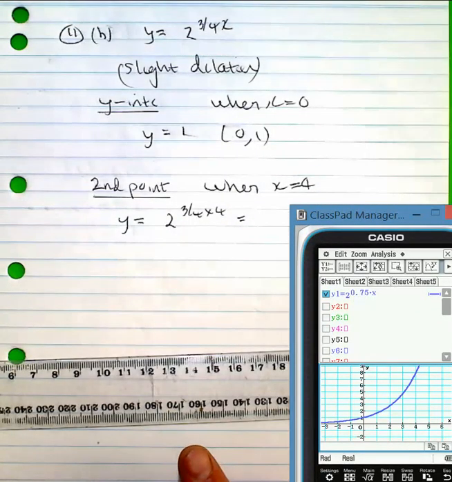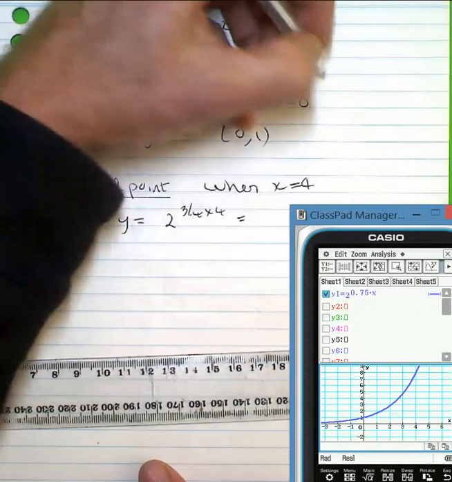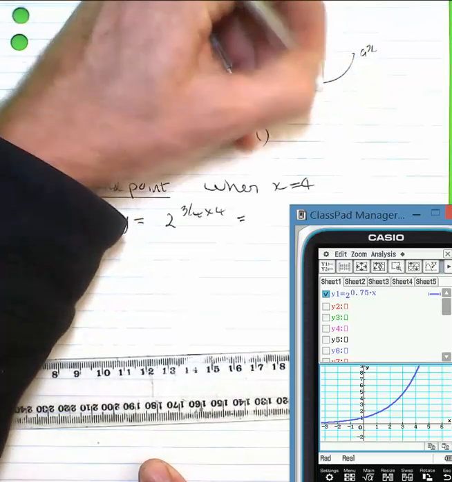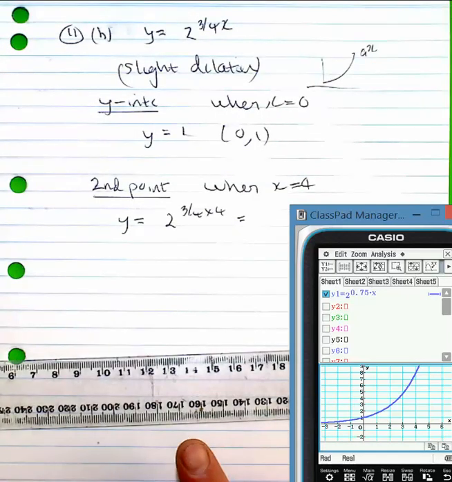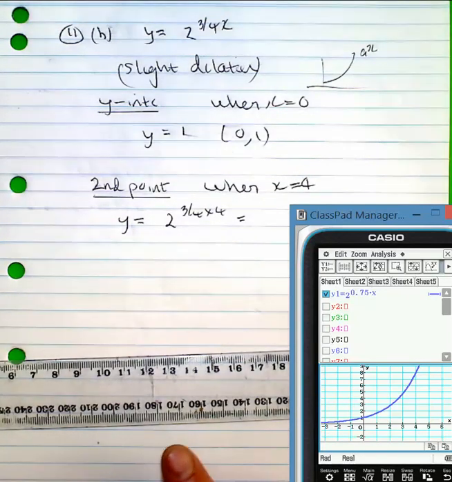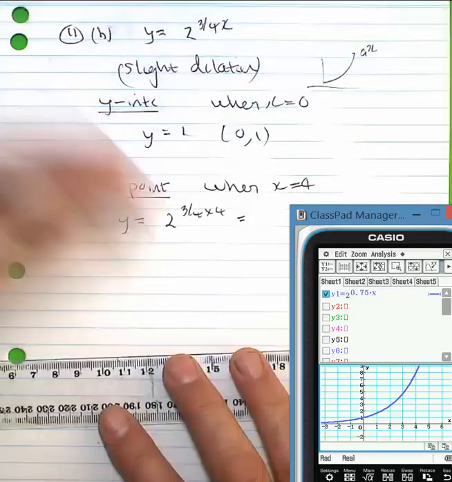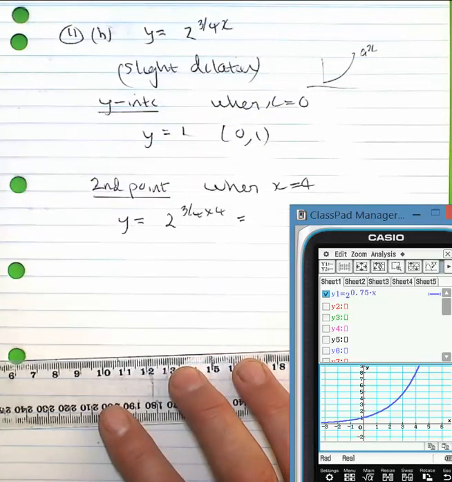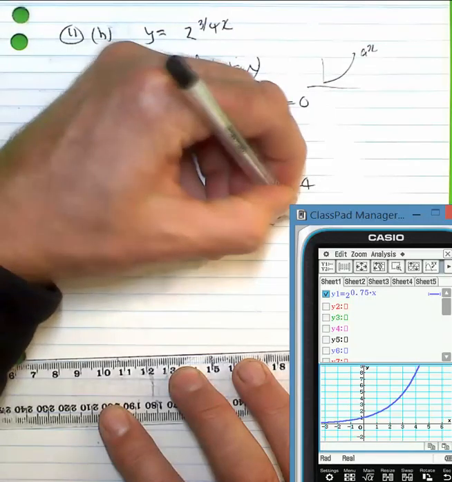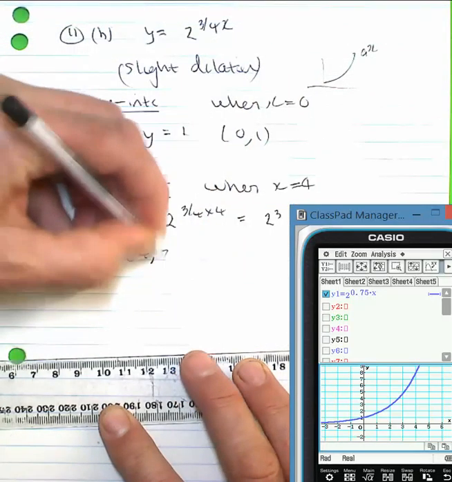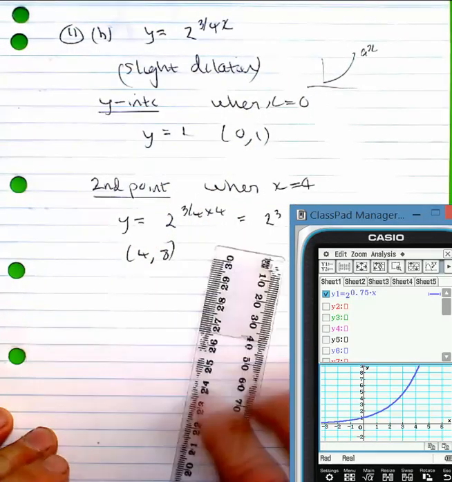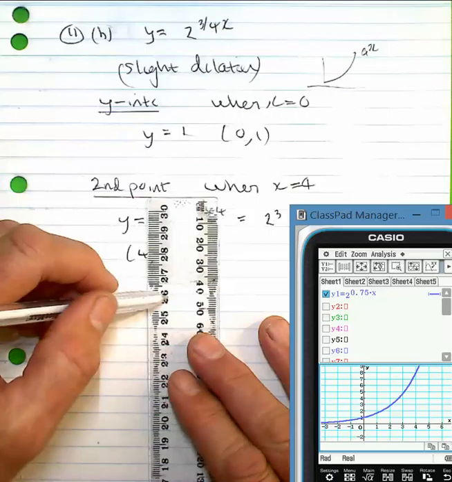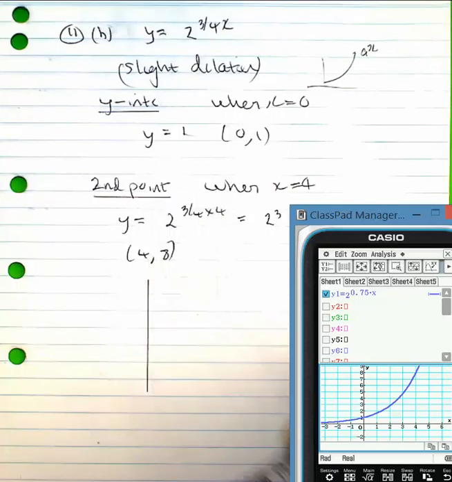Looking now at 11b, what we've got the classic a to the x graph, horizontal asymptote at x is equal to 0. There will be a very slight dilation. I found my first point, x is 0, y is 1. The next point, 2 to the 3, 8, which gives me 4, 8. And that will then give me enough fuel to be able to sketch my graph.